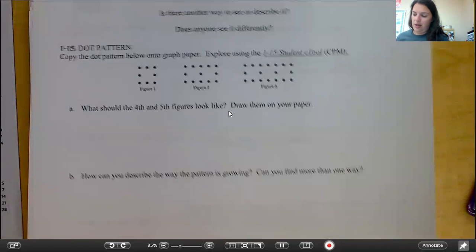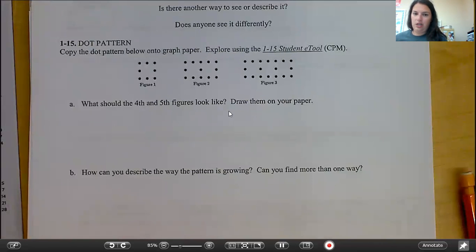How can you describe how the pattern is growing? How can you find more than one way? So part B is asking you to describe how the pattern is growing and asking you if you can look at it more than one way. So go ahead and look at that.